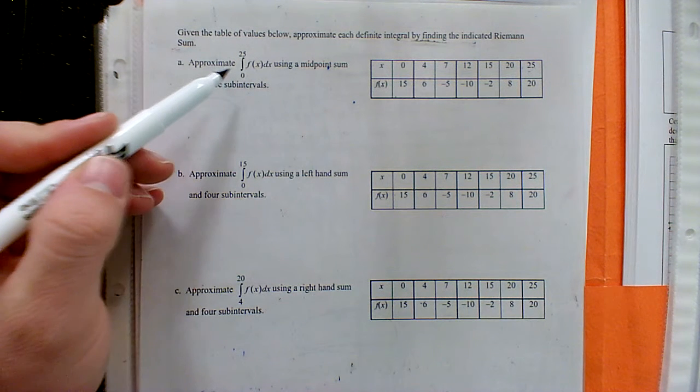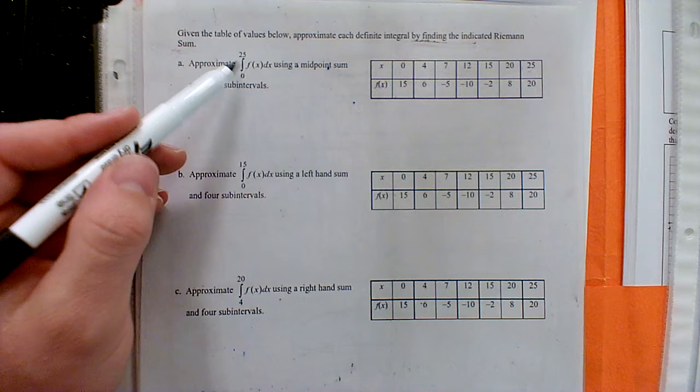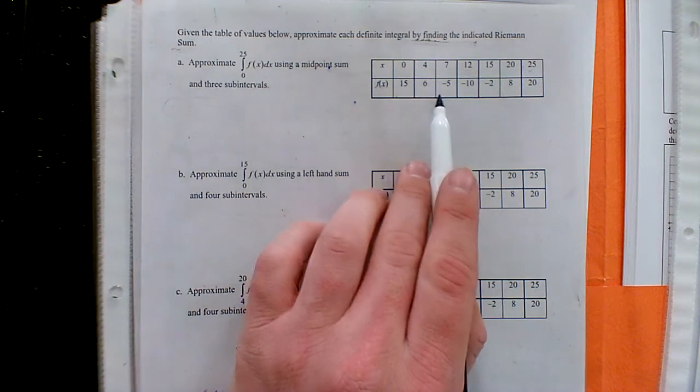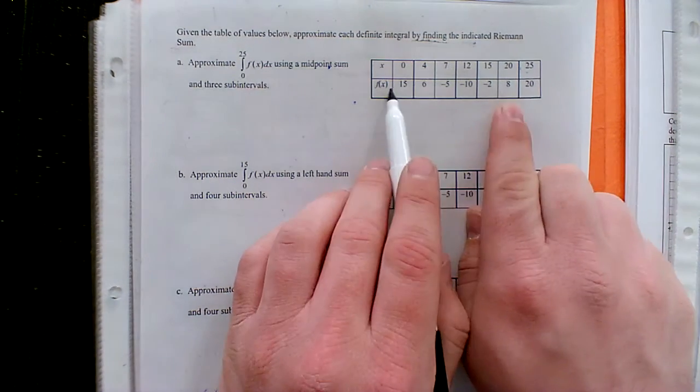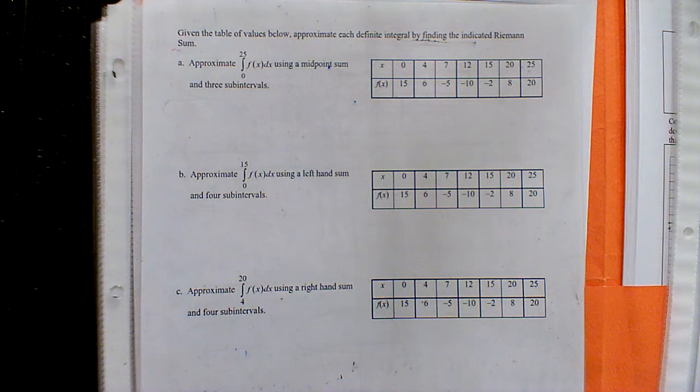So in this, we want to approximate the integral from 0 to 25 of f of x dx. Again, they gave us f of x here. We don't have the actual function. We have the table representing the function, by using a midpoint sum. Okay, so think about the midpoint one that we used.